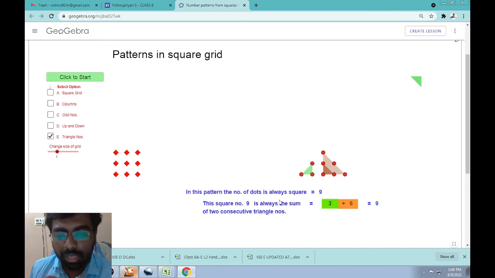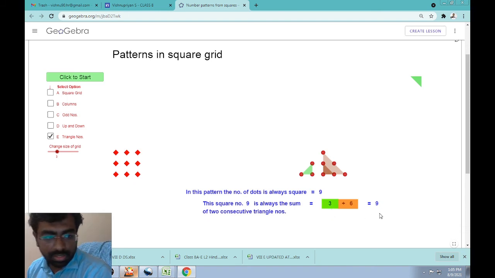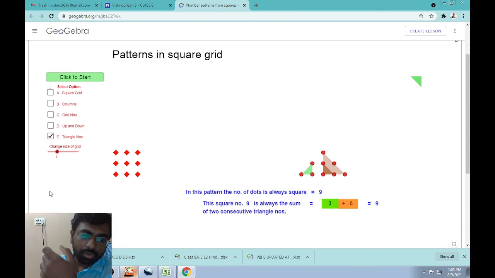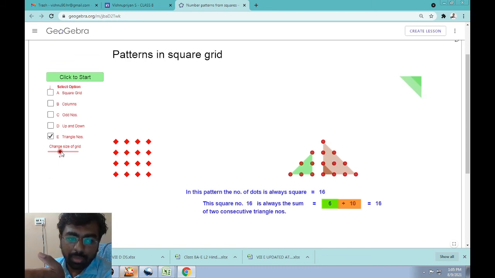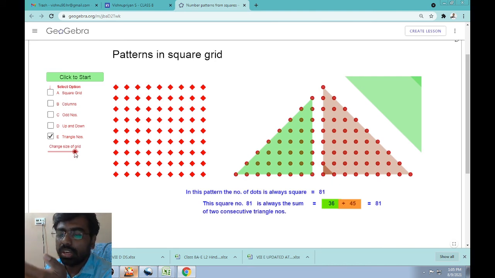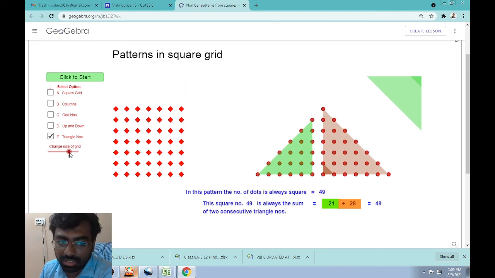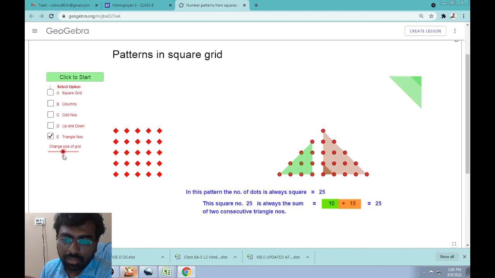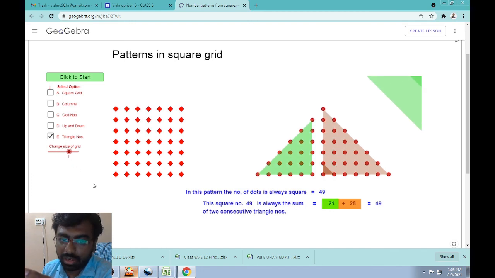So if you are making it, this square number 9 is always the sum of 3 plus 6, two consecutive triangle numbers. Okay, so what are the consecutive triangle numbers? 3, 6, 9 are triangle numbers, right? So in this way also you can express it. The representation I am leaving open-ended for you to understand and code with different sketch colors. Okay, so that is the difference of these triangle numbers.